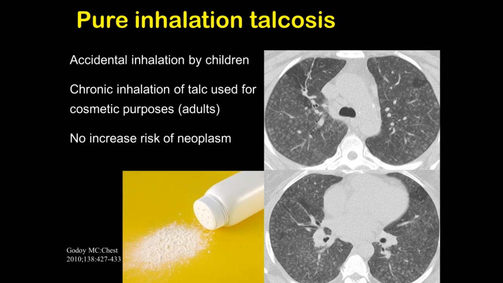Cases can also be rare, as in this patient with pure inhalation talcosis. It's usually accidental inhalation in children, and in adults it was mainly due to cosmetic purposes. There's no risk of neoplasms. In this patient, we can see small ground glass opacities with a centrilobular distribution, sparing of the subpleural space, in a patient with pure inhalation talcosis. This is a case courtesy of Fernando Gutierrez.